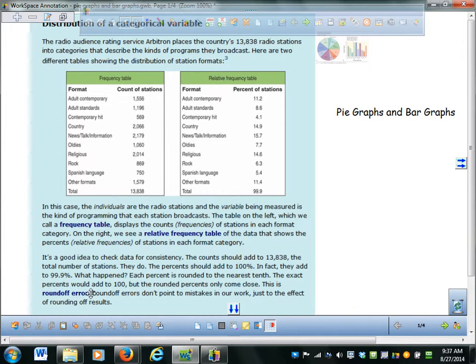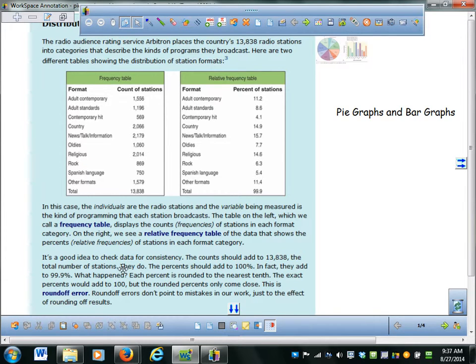So anyway, this is called a frequency table, right? Where the individuals are, what are the individuals? What are the individuals? Things being studied. Yeah, and you read the paragraph to figure out what the individuals are. So what are the individuals in this case?